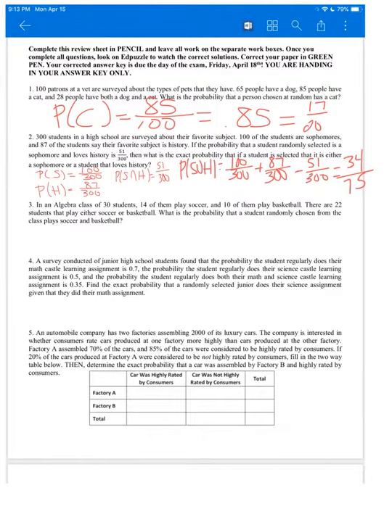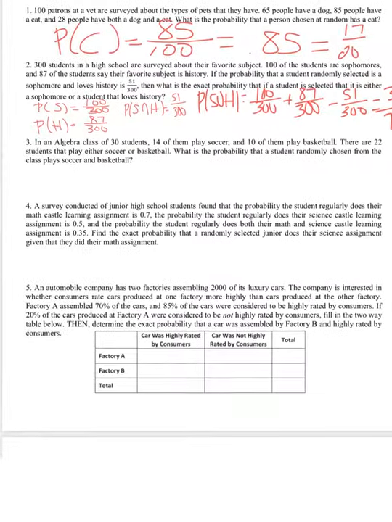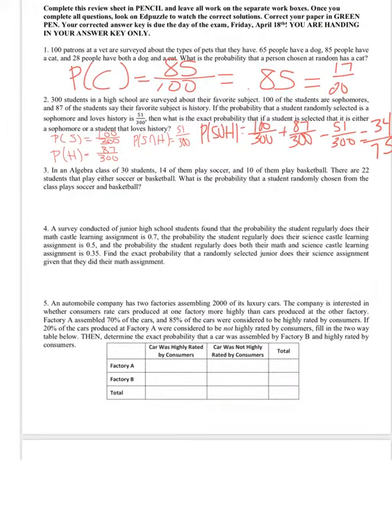Okay? For number 3, algebra class of 30 students, 14 play soccer, 10 play basketball, and 22 that play either. So the probability that they play soccer is 14 out of 30. The probability that they play basketball is 10 out of 30. And 22 play either, so the probability for soccer or basketball is 22 out of 30. We want to know what is the probability that they play both soccer and basketball.